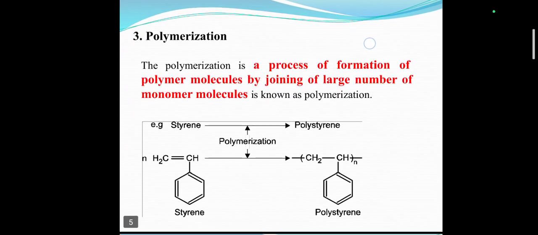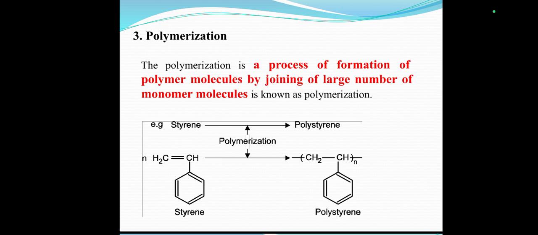Now third important term, polymerization. So what is meant by polymerization? Actually polymerization is a chemical process in which what happens? Monomer molecules join or link with one another and it produces polymer molecules. So here you can say polymerization is a chemical process. Process of what? Process of formation of polymer molecules.